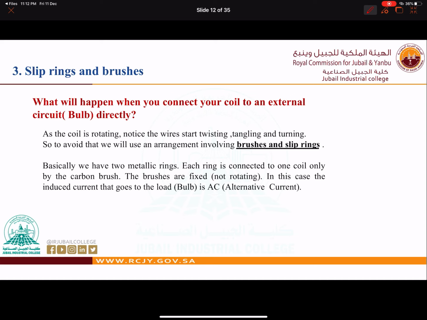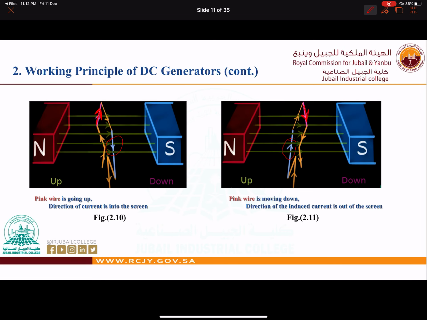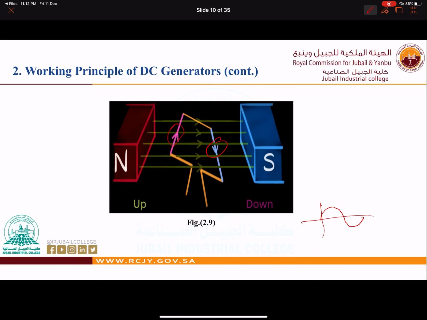Now what will happen when you connect your coil to an external circuit? As we explained, we have two coils. This is one coil with one terminal, one coil with two terminals. So I have this one and this one. What happens if I connect it to a lamp?